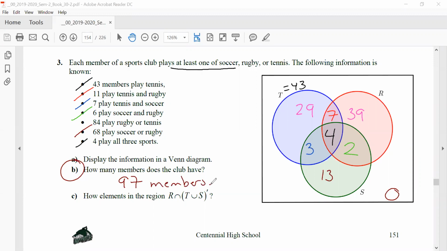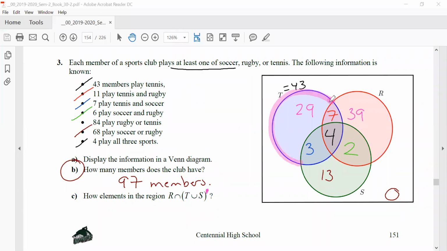Boom. Okay, C. Ooh, how many elements, how many people in the region, wow, that looks ugly, R intersect not T union S. Okay, R intersect not T union S. Ugly. Okay, let's figure this one out. So I'm going to do some highlighting here. So T union S, again, what I'm going to do for a second is I'm going to pretend that prime isn't there. So T union S.